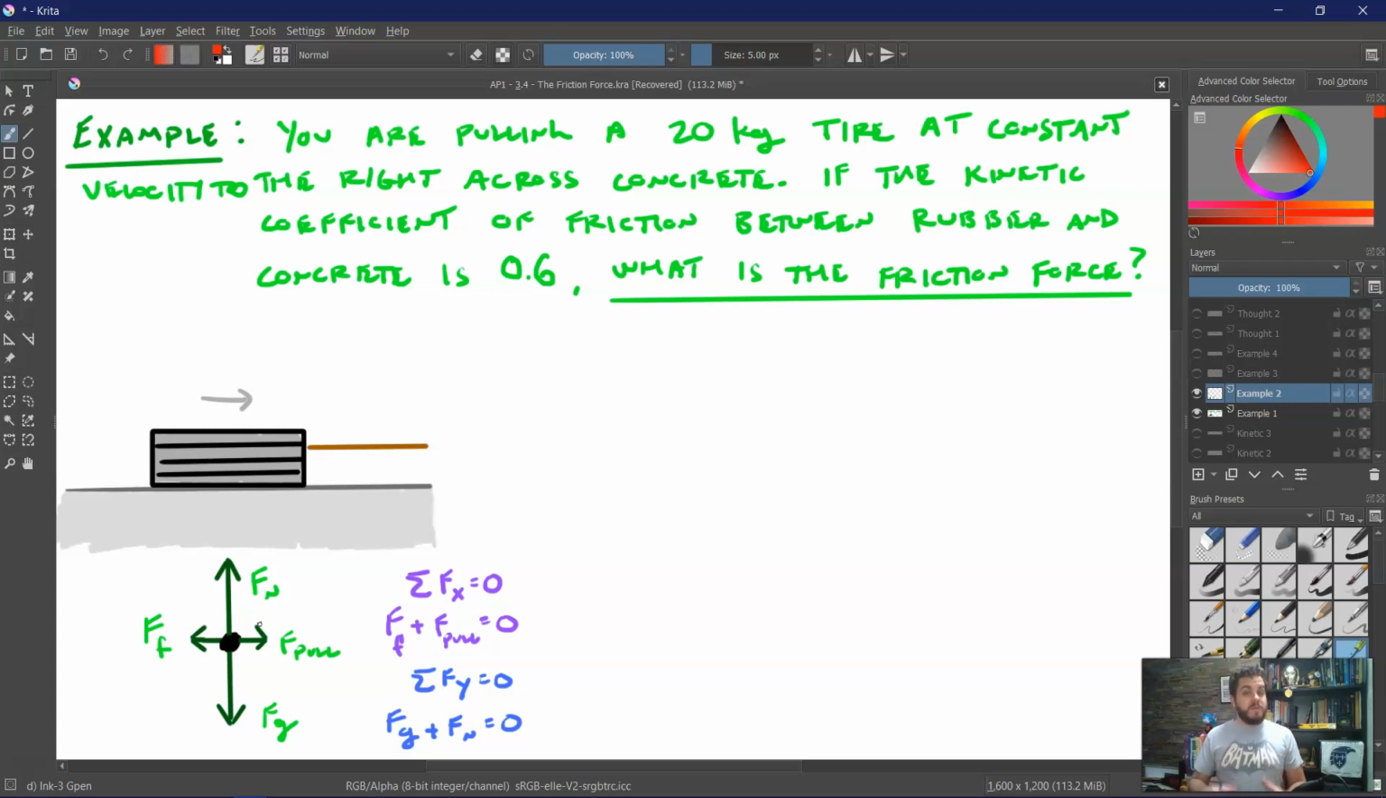And since we're pulling at a constant velocity, both of these force equations, the sum of the forces in the x and the y, are both equal to 0. In the x direction, that's going to be the friction force plus the pull force is equal to 0. And in the y direction, the gravitational force plus the normal force is equal to 0.